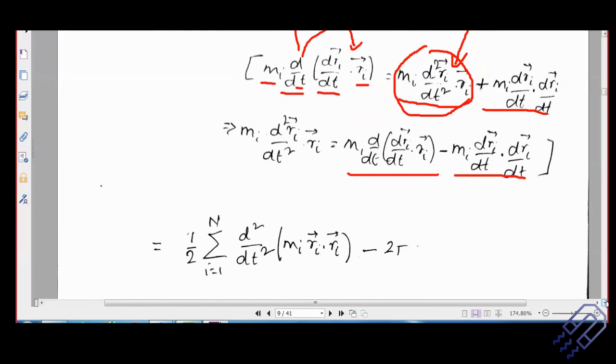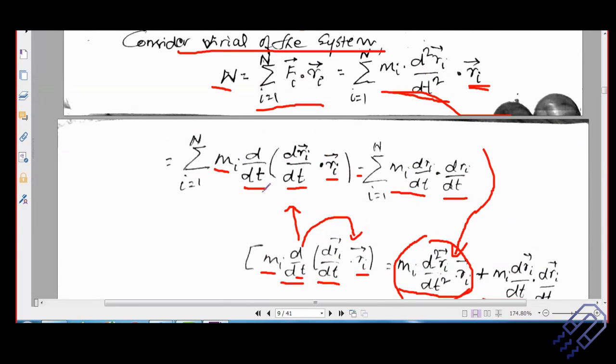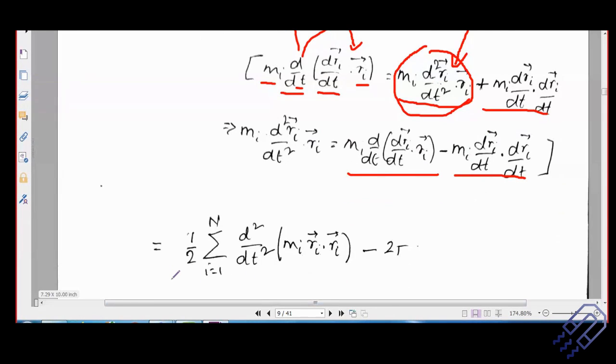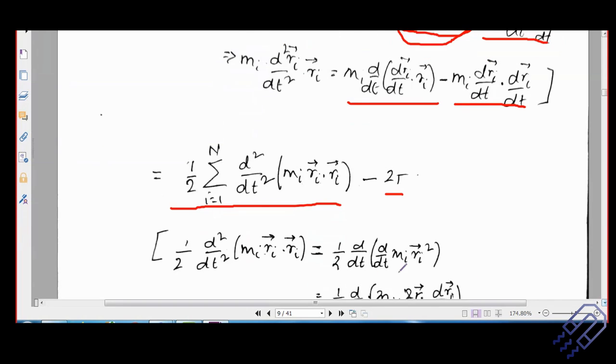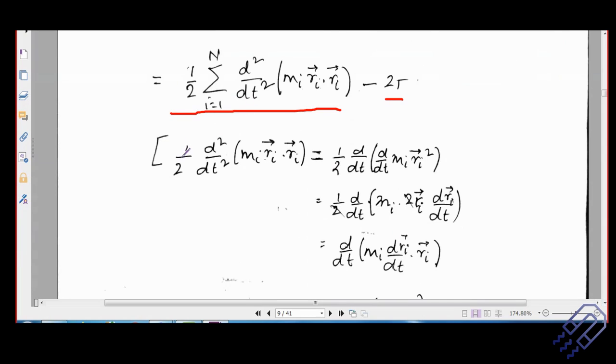Okay, and then one more step that I need to do is this. So now let's get back into the expression. You see what the expression is: m_i d/dt of dr_i/dt dot r_i. So what I can do is write down the expression in this form now, this minus this. Again the question comes how. So again I've done a few more calculations here. So let's try to differentiate this part.